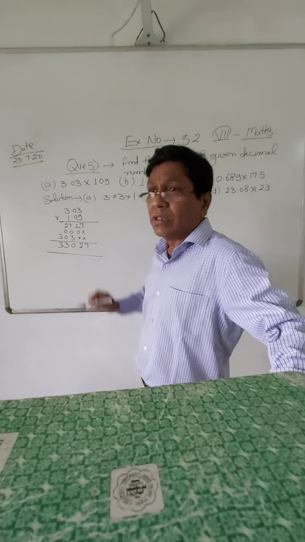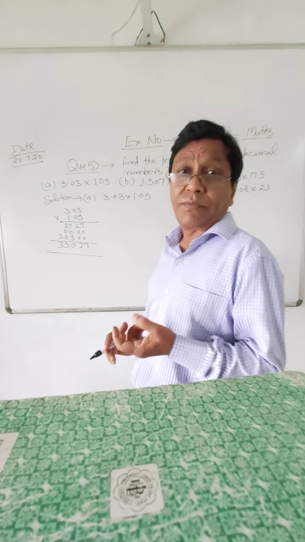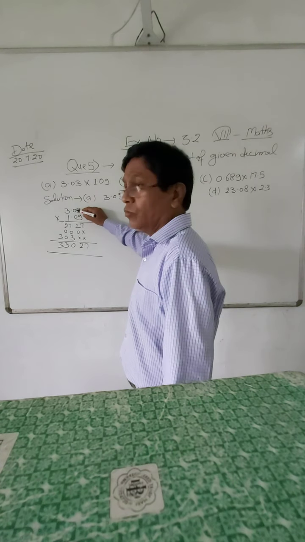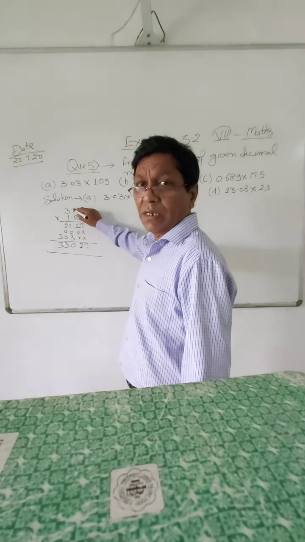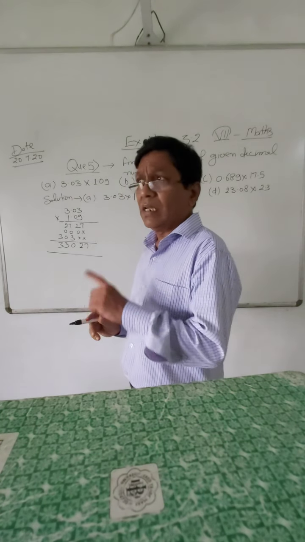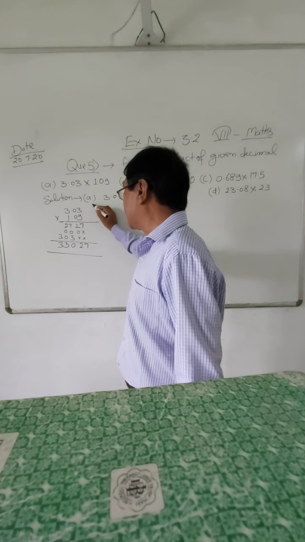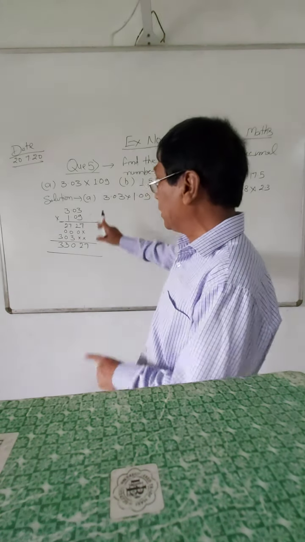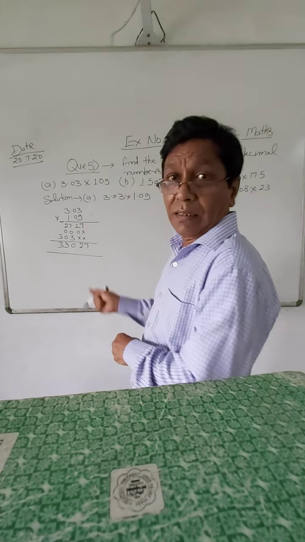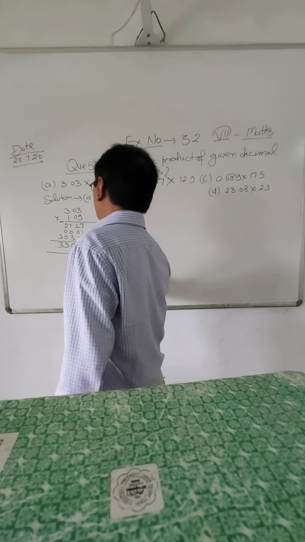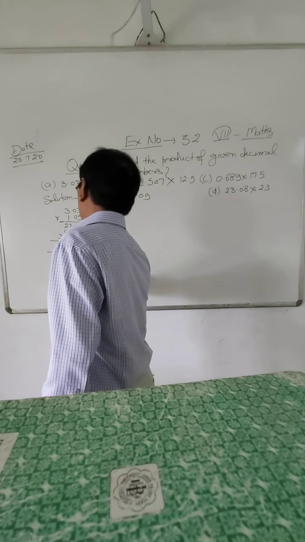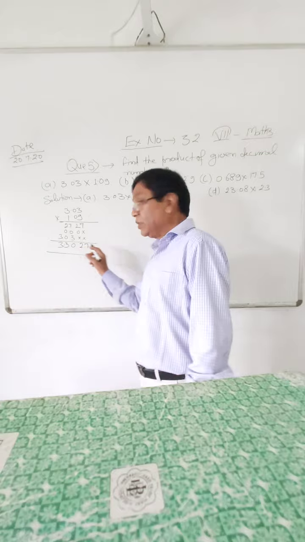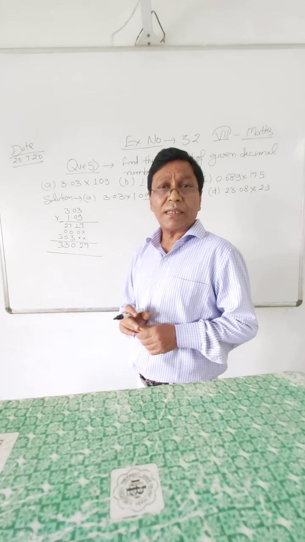In both numbers you count after how many places the decimal is. In the first number, after 2 places the decimal is there. Here also after 2 places, after 9 and 0, the decimal is there. So 2 places this and 2 places this. Add them, 2 plus 2, 4. So after multiplying, put the decimal from the right side 4 places. 1, 2, 3, 4. So here you put the decimal. So what is the answer coming? 3.3027. So this is easy.